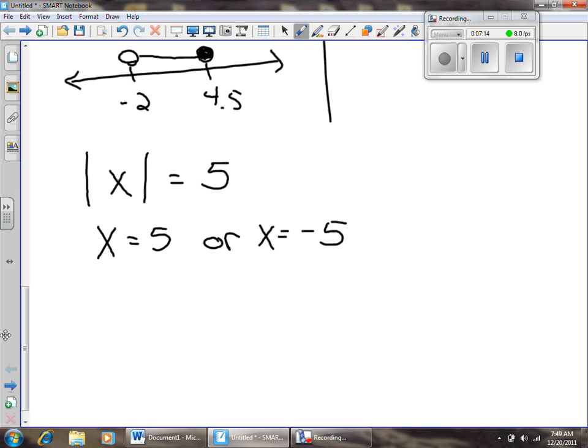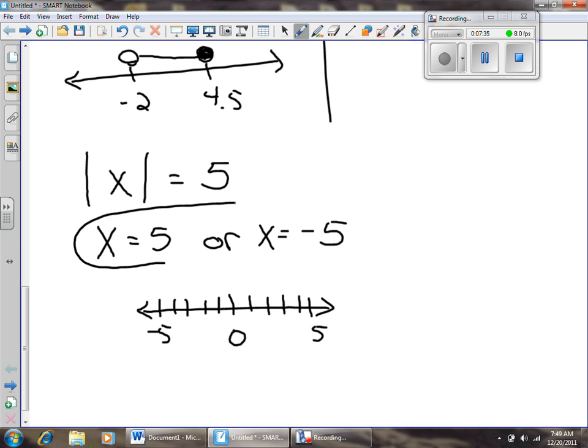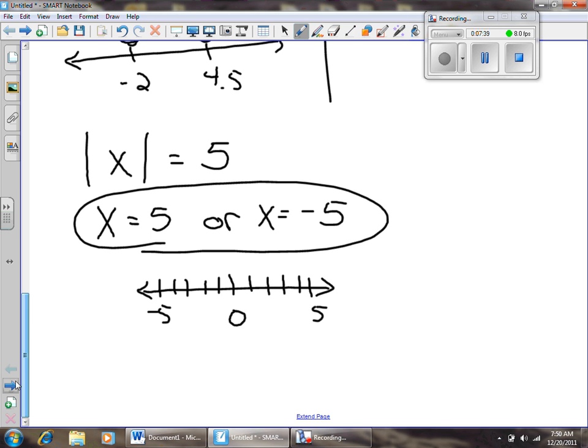Because remember, the definition of absolute value is the distance from 0 on a number line. So if I looked at a number line, and I found 0, and I looked at 5 and -5, both of these are 5 spaces away from 0 on a number line. That's why this has two answers. Okay, so let's see here.